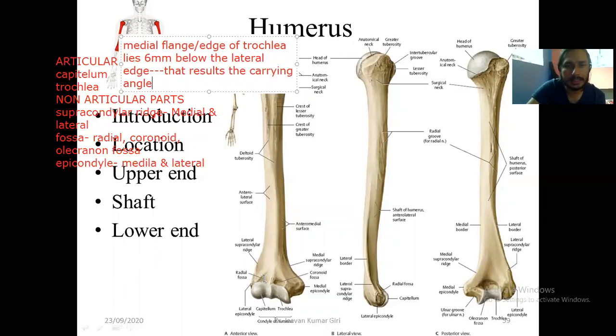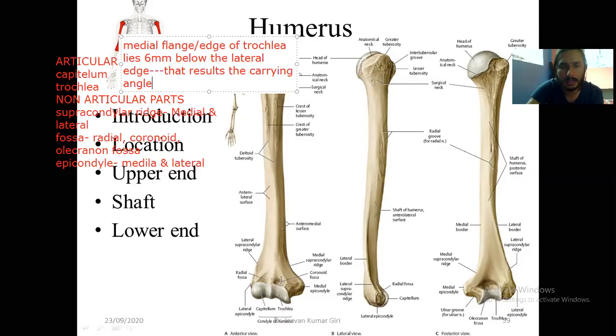Now you can see this fossa here, the depression here. So these are the depressions. In the anterior aspect, you will find two depressions. In the posterior aspect, you will find one depression. The depression in the anterior aspect, just above the capitulum, that is the radial fossa.